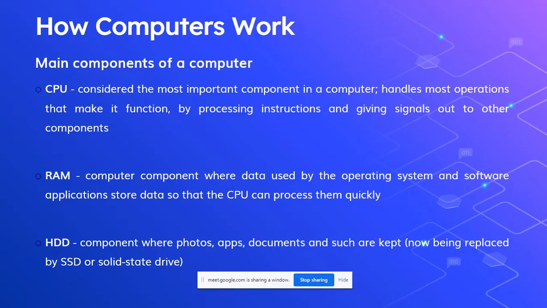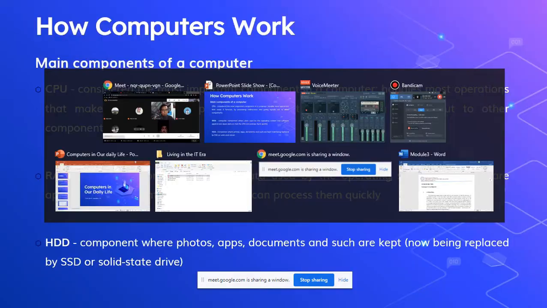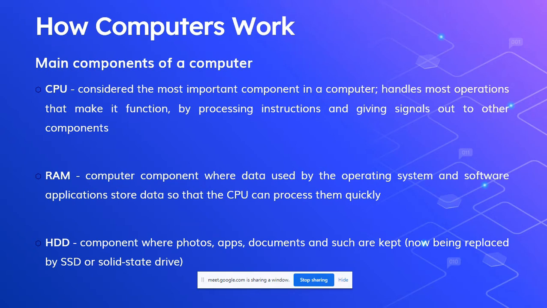Okay. So inside the CPU, we will find the RAM or the random access memory. It is a computer component where the data used by the operating system and software applications is stored for the CPU so that it can process them quickly. So, yung random access memory is kung saan ini-store yung instructions, yung data na kailangan ng CPU para makapag-communicate sa other components.